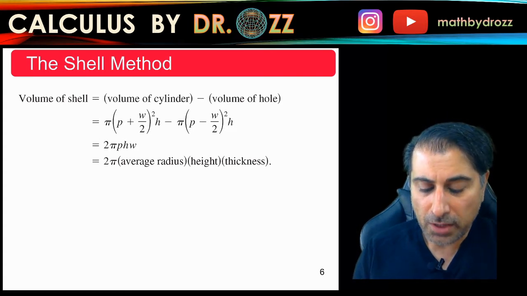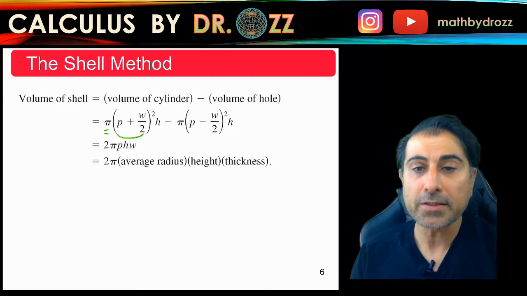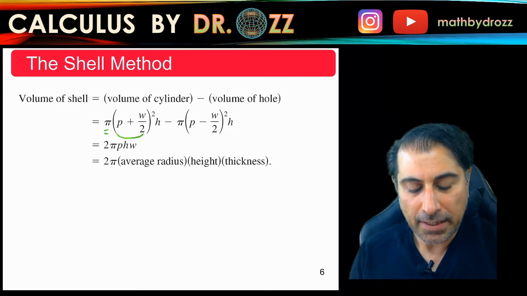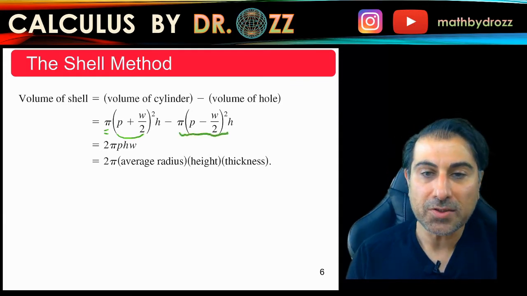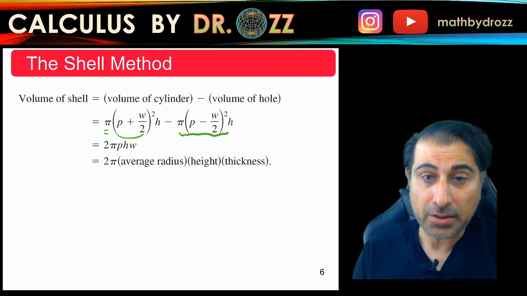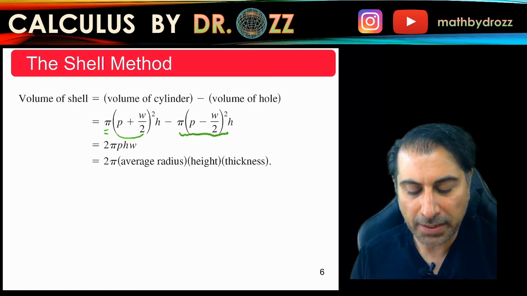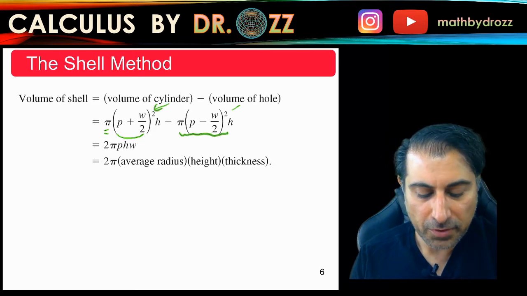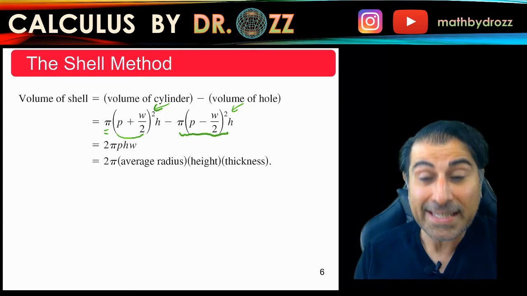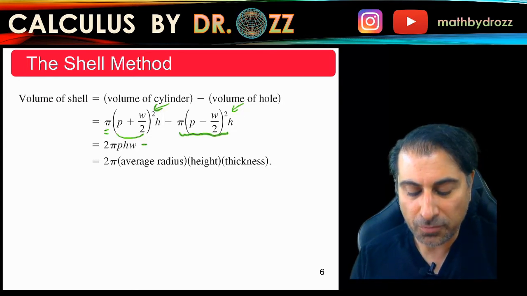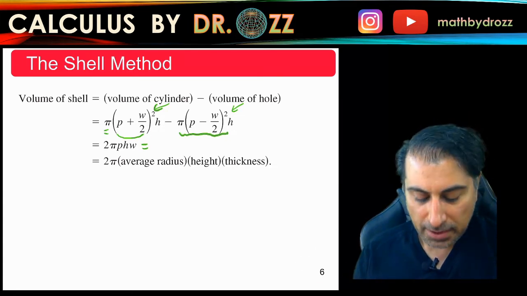The volume of the cylinder is pi times the outer radius squared times the height, and the volume of the hole is pi times the inner radius squared times the height. If you expand these quantities squared and simplify, a lot of terms cancel, and we get down to the formula 2 pi p times h times w.